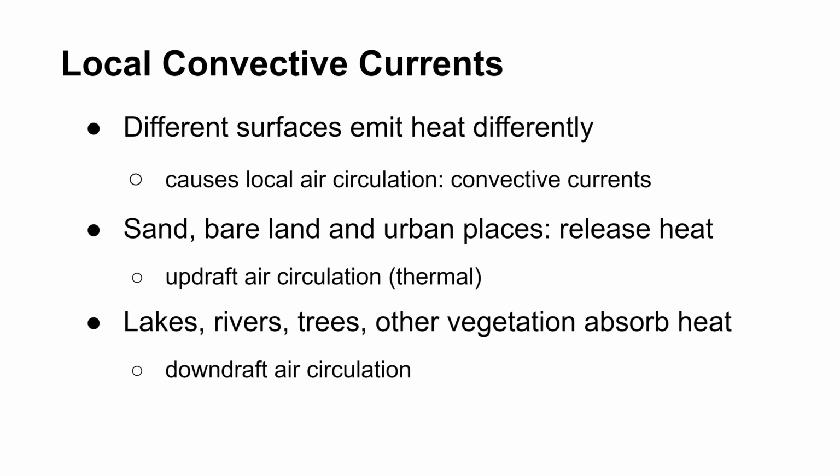Next, different surface areas emit heat to a different degree, which creates convective current, that is, a small area of local circulation, which may cause turbulence at times. For example, sand, bare land, and urban places tend to emit a lot of heat, causing updraft air circulation. Lakes, rivers, trees, and other vegetation typically absorb and hold on to the heat, which may produce downdraft air circulation.